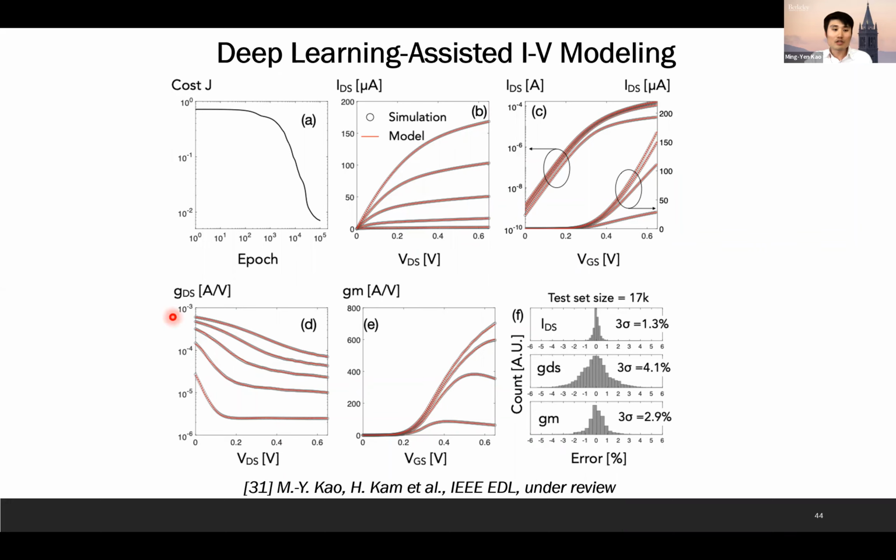And also the derivatives: GDS is the derivative of this plot, and GM is the derivative of this plot. They are modeled very well, and if you look at the 3 sigma plot, it's super good. The 3 sigma is 1.3 for the current, and the 3 sigma extreme case, even for the derivative, is down to single digits.